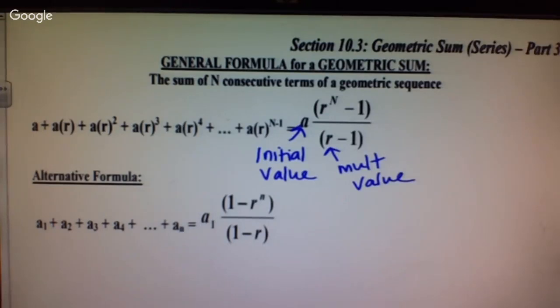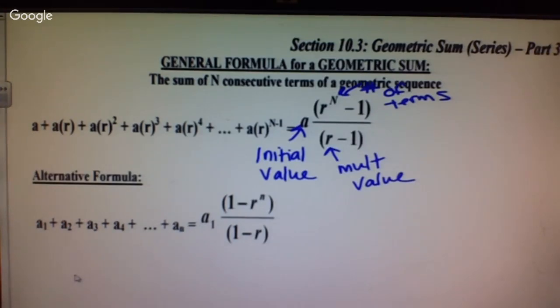This formula is given to you on your formula sheet for your final exam, so yes, you will have it this Friday for your test. N represents the number of terms that you're trying to add together. Just be careful, because just like arithmetic, when it went from P sub 0 to P sub 5, that meant you had 6 terms. So just be careful with that.